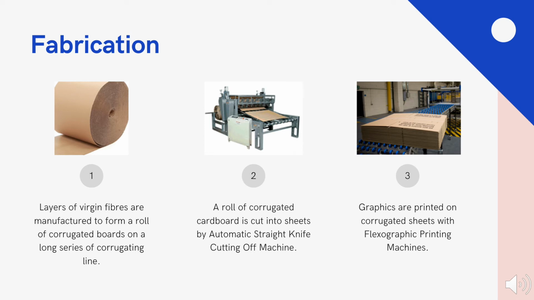Starting off, the process begins by making cardboard on a corrugated line. Layers of virgin paper or fibers are the main material of the board. The layers form the fluting medium and linerboard. Then they are heated and glued to form a roll of cardboard. The roll is cut into sheets by a straight knife cutting machine in desirable dimensions for later use. After that, the flexographic printing machine is used to print graphics and text on the flat box with water ink.